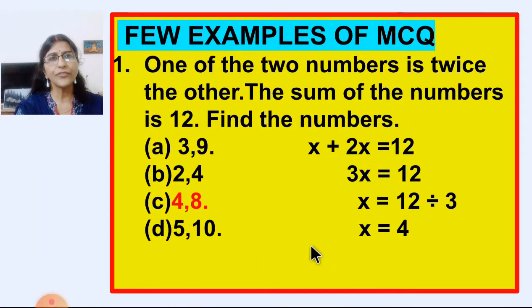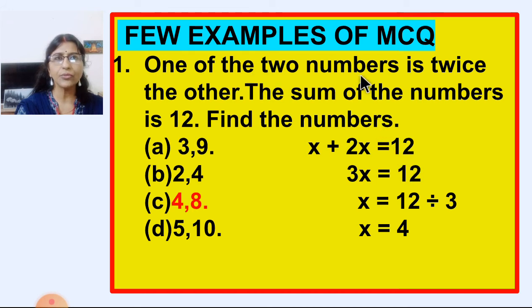Now let us do a few examples of MCQ. One of the two numbers is twice the other. The sum of the numbers is 12. Find the numbers. So here there are the options given. Quickly you can write down like this in your rough paper.